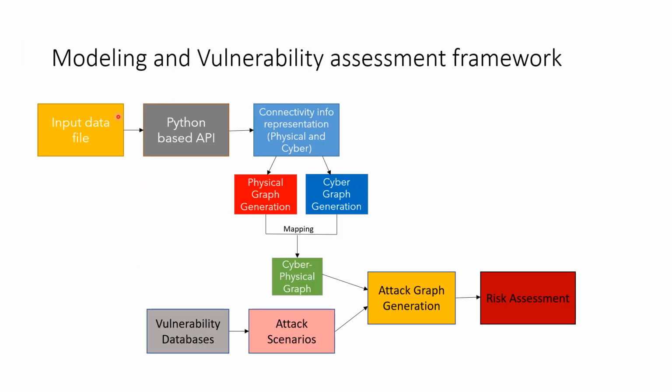So this is the overall framework where currently at this point of work I've been able to take input data and build a Python based API to build the physical and cyber components, map them and build a cyber physical graph. The next steps in this work would be to pick up attack scenarios from known vulnerability data and generate an attack graph and do a risk assessment for the entire framework. This helps in knowing the weak points of the power system network, and thus network hardening can be performed on it. Also it helps in planning and commissioning of the power system network.